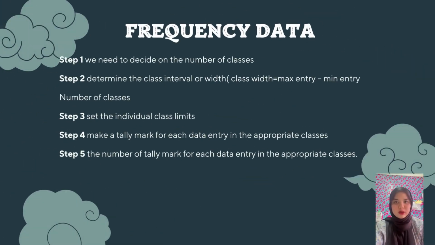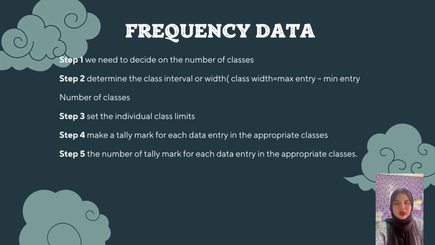And now I want to describe how to calculate the frequency data. Step 1, we need to decide on the number of classes. Step 2, determine the class interval or width, which is class width equals maximum entry minus minimum entry, divided by the number of classes. Step 3, the individual class limits. Step 4, make a tally mark for each data entry in the appropriate classes. And lastly, step 5, count the number of tally marks for each data entry in the appropriate classes.